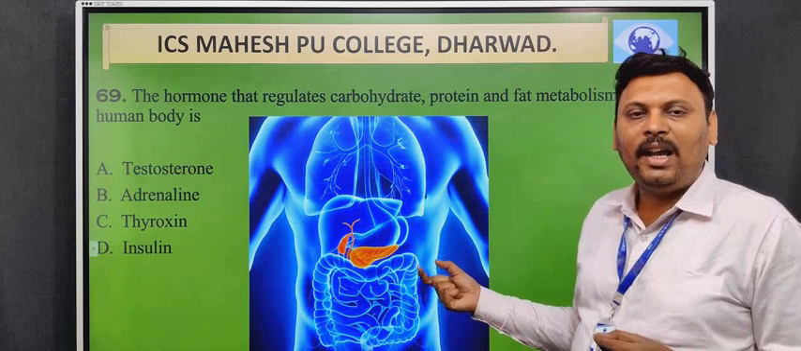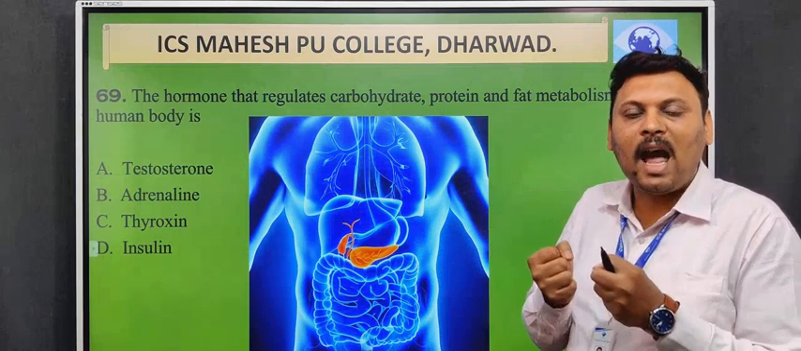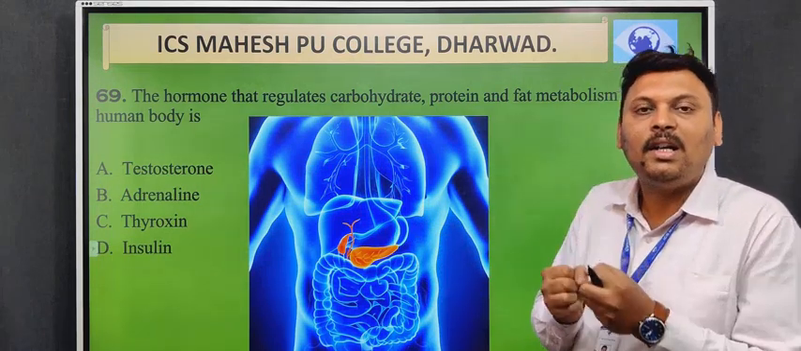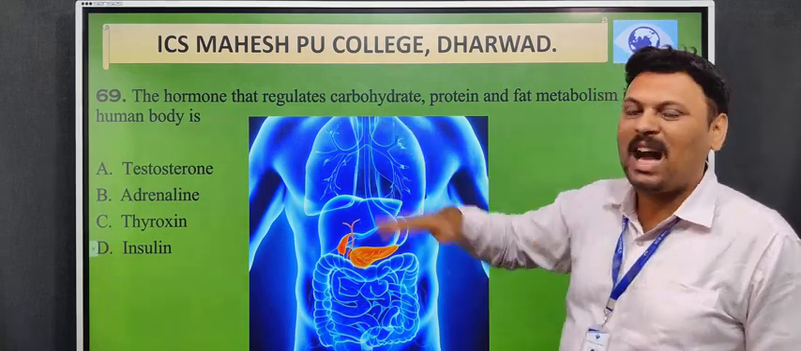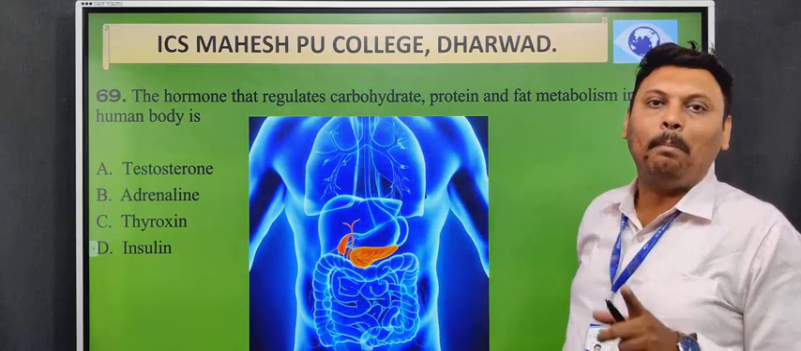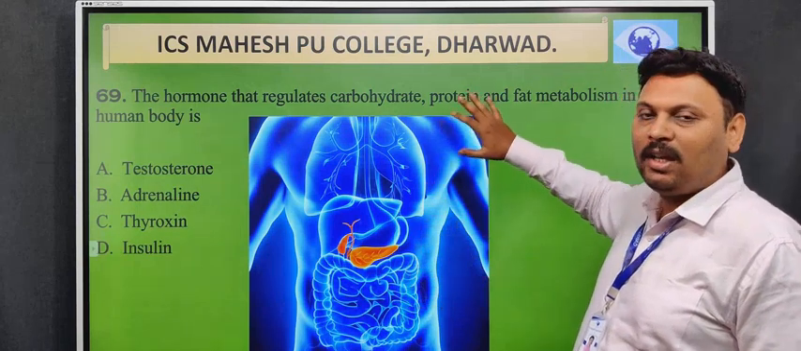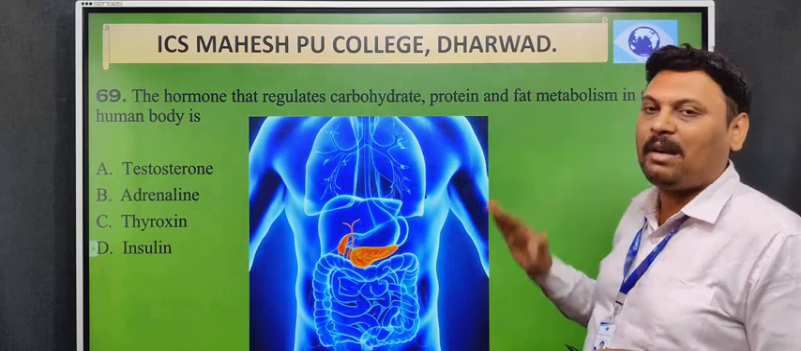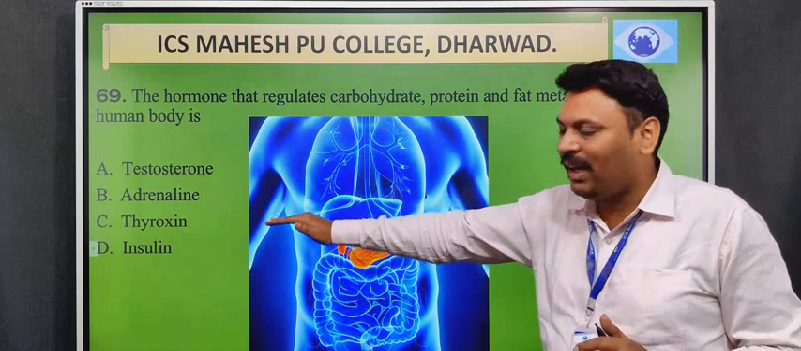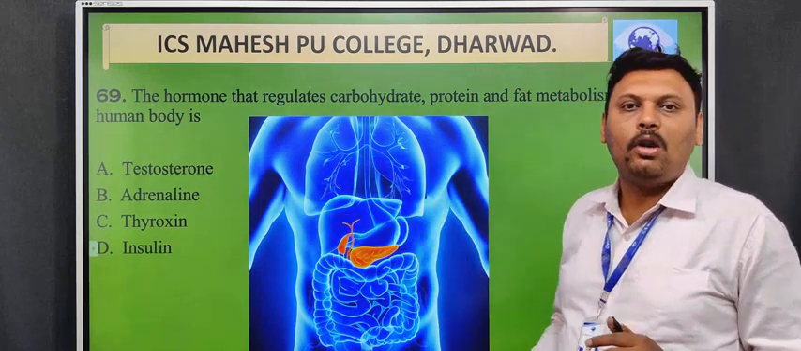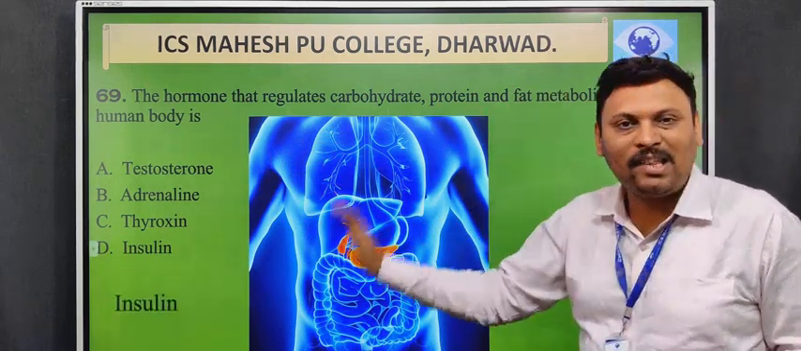Insulin is the key hormone which opens the cell to absorb glucose, the sugar, inside the cell. By doing that, it regulates the carbohydrate level in the blood. Along with that, it also maintains protein and fat metabolism inside the body. So insulin is one of the key important hormones which maintains carbohydrate, protein and fat metabolism inside the body.